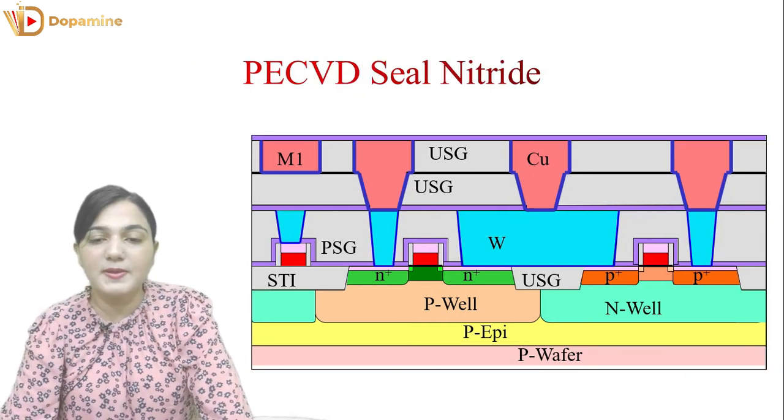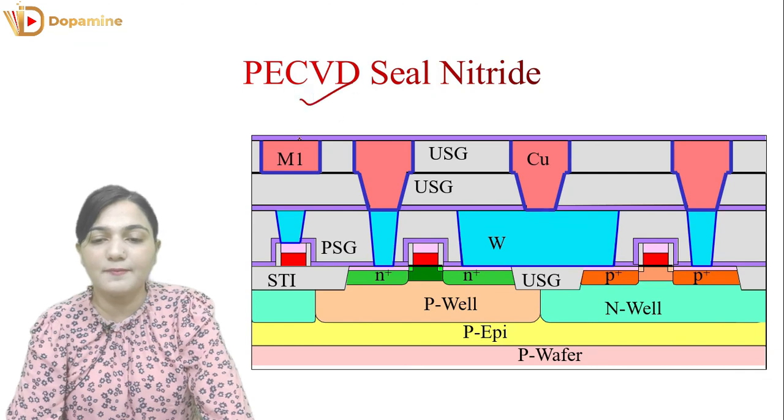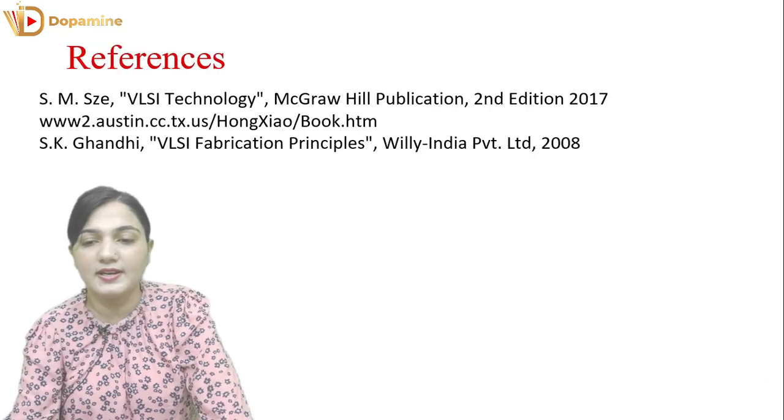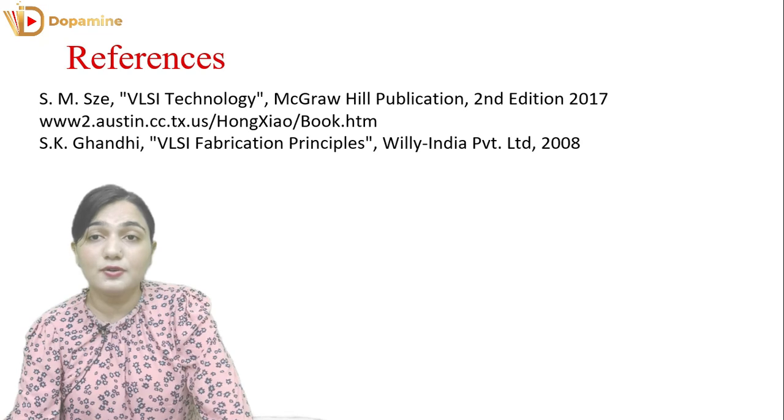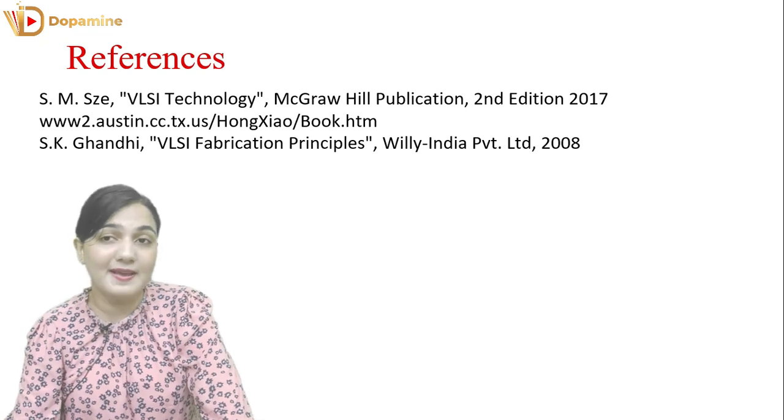Then we'll again do the PECVD, plasma enhanced chemical vapor deposition, and we'll seal this structure with the nitride. So I hope you understood why we are using the CMP process.